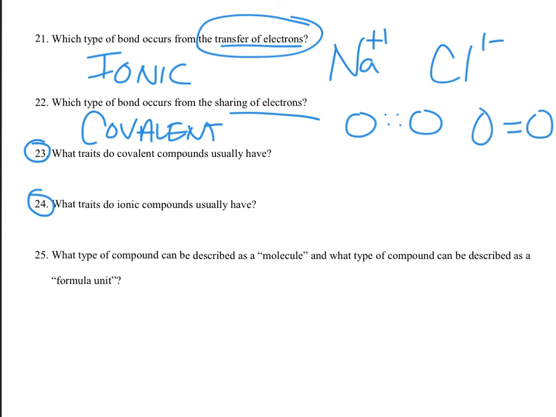And number 25, we've been hammering home, but let's make sure we understand. What compound is a molecule? That's a covalent compound. What compound is called a formula unit? That's an ionic compound. All right, so we've reviewed a lot with naming. We call that all writing formulas and naming, the nomenclature, and we're understanding the difference between ionics and covalents.